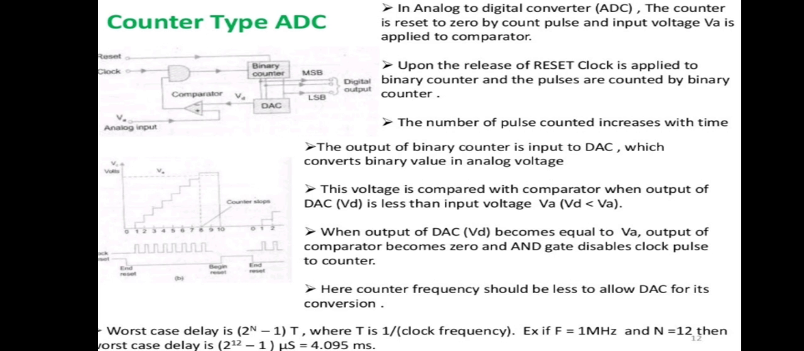Here the counter frequency should be low enough to allow the DAC time for its conversion. Worst case delay is (2 power n minus 1) times t, where t is 1 by clock frequency.